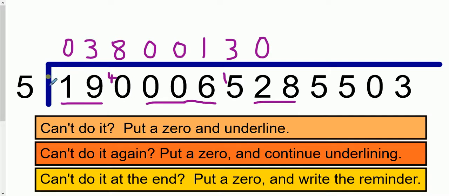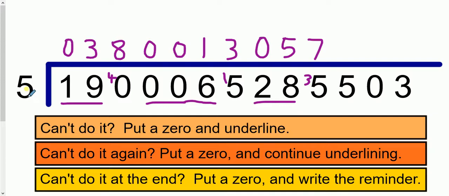How many 5s are there in 28? There are 5. 5 times 5 is 25. What's left over? There's 3. From 25 to 28, there's 3 left over. Let's put 3 next to the next digit. Now, how many 5s are in 35? 7. Works out perfectly. Let's keep going to the next digit.